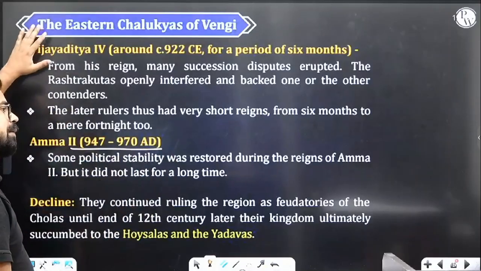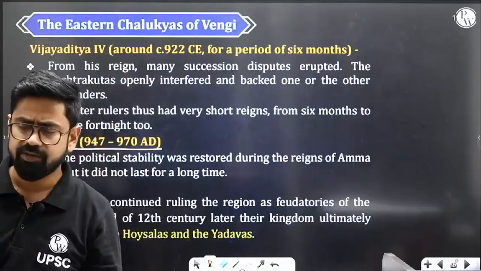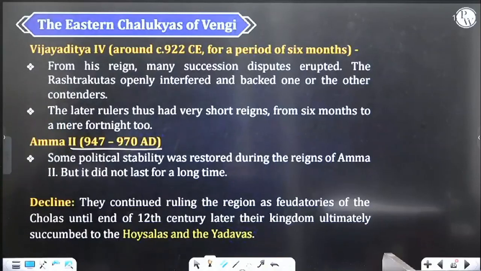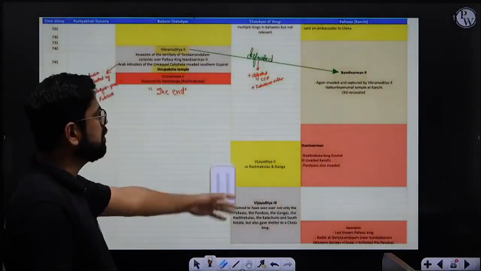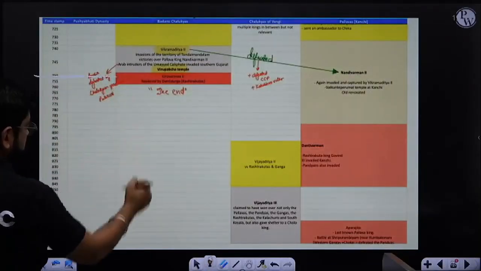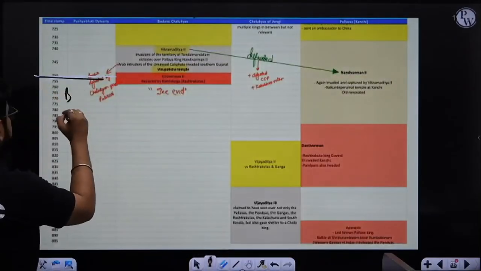So Chalukyas of Badami were in A zone, Chalukyas of Vengi are in B zone. Very, very simple. Any relevance? Not much relevance over here. So we are discussing the Chalukyas of Vengi. They started somewhere here in the B zone. Roughly from this point your B zone starts.